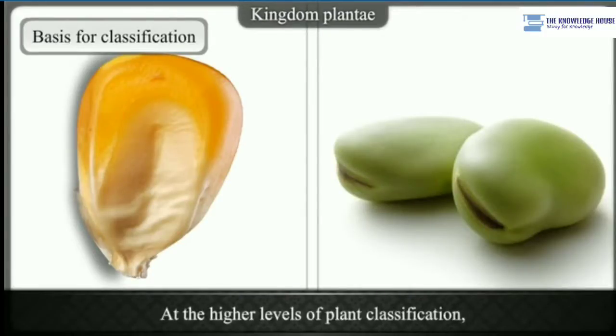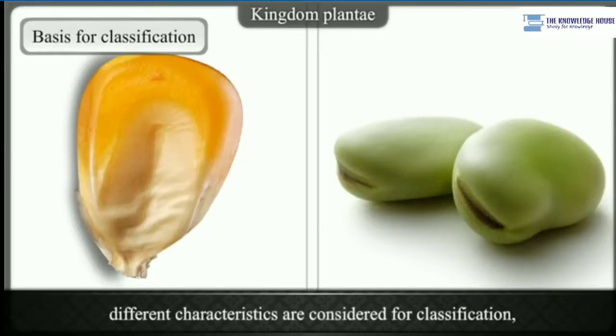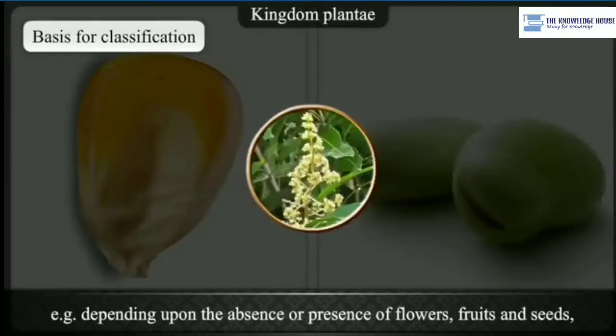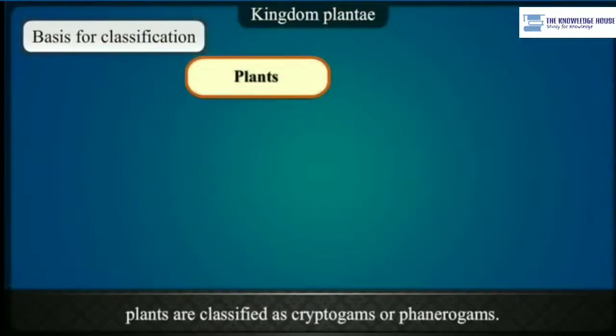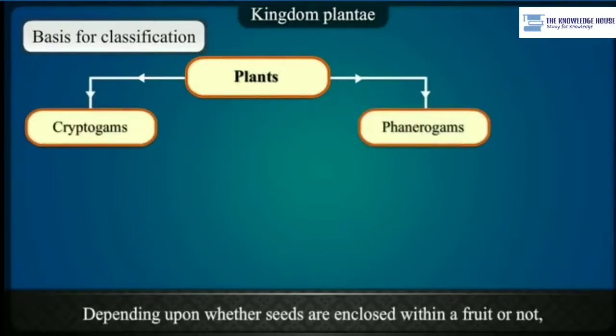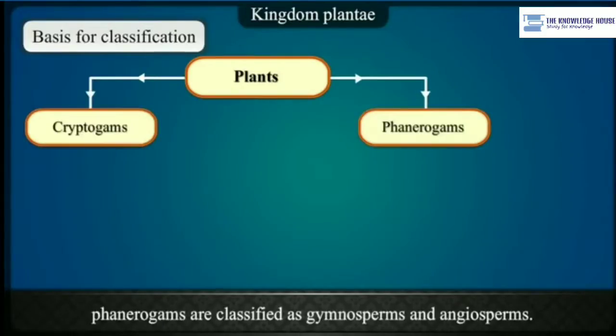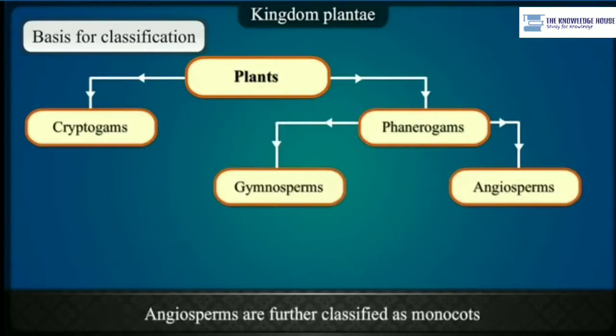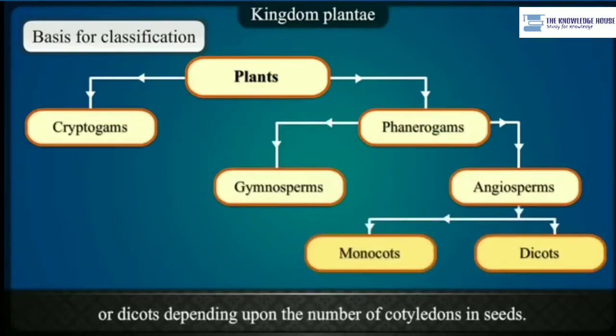At the higher levels of plant classification, different characteristics are considered. For example, depending upon the absence or presence of flowers, fruits and seeds, plants are classified as cryptogams or phanerogams. Depending upon whether seeds are enclosed within a fruit or not, phanerogams are classified as gymnosperms and angiosperms. Angiosperms are further classified as monocots or dicots depending upon the number of cotyledons in seeds.